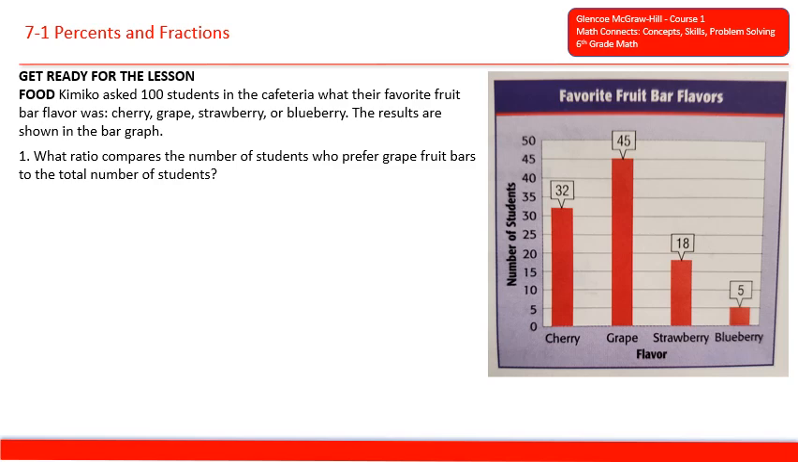So if we add those up, it's going to equal 100. You can check and do the math. And grape is 45, so we have 45 over 100.